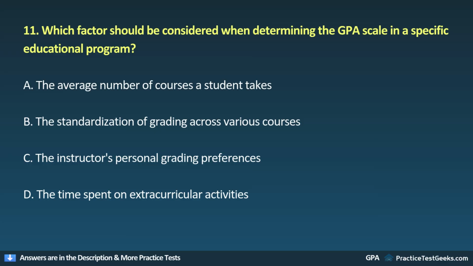11. Which factors should be considered when determining the GPA scale in a specific educational program? A. The average number of courses a student takes. B. The standardization of grading across various courses. C. The instructor's personal grading preferences. D. The time spent on extracurricular activities.